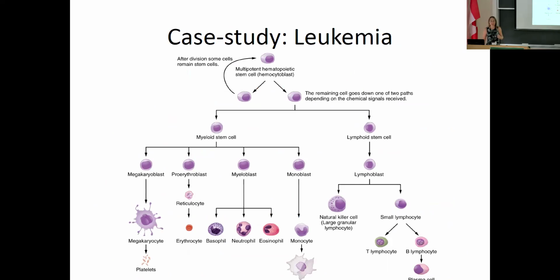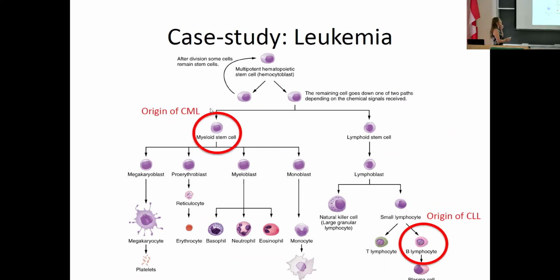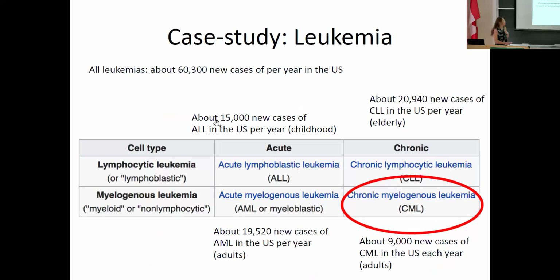So my case study is leukemia. I already showed you this slide. And I'll talk about two leukemias. One is CML, and the other one is CLL. They have different cells of origin. This CML here stands for chronic myelogenous leukemia. It's not a very common disease compared to some other more common leukemias, about 9,000 new cases in the US each year. It's an adult disease, it's not a childhood leukemia.